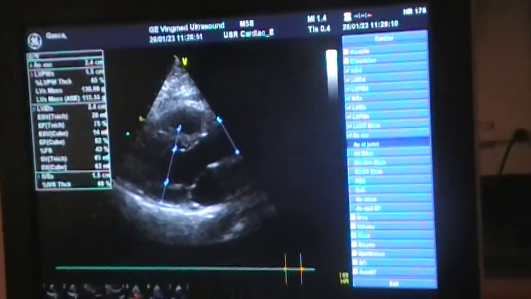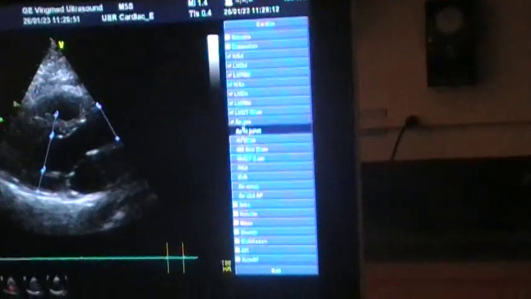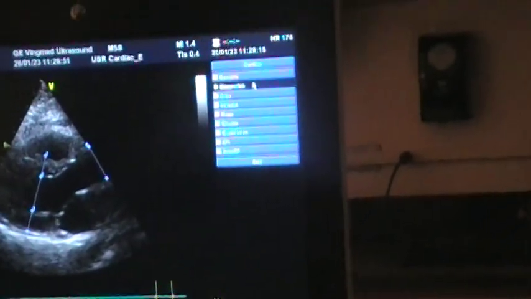Let me see why I don't have my left atrium on there. I'll have to add that. I haven't used this one. Sorry, guys. We'll just do a generic, and I'll show you where you would measure it.